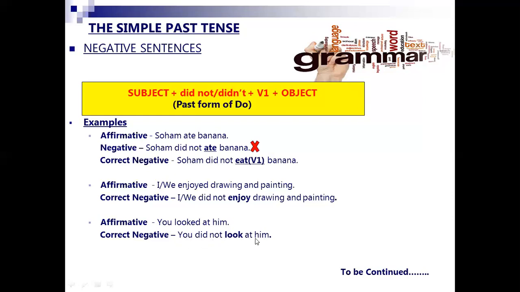You did not look at him. You, subject, did not. Looked becomes look, V1, at him. You did not look at him. Got it? Yes. I hope you understood negative sentences and its conversion from affirmative to negative.